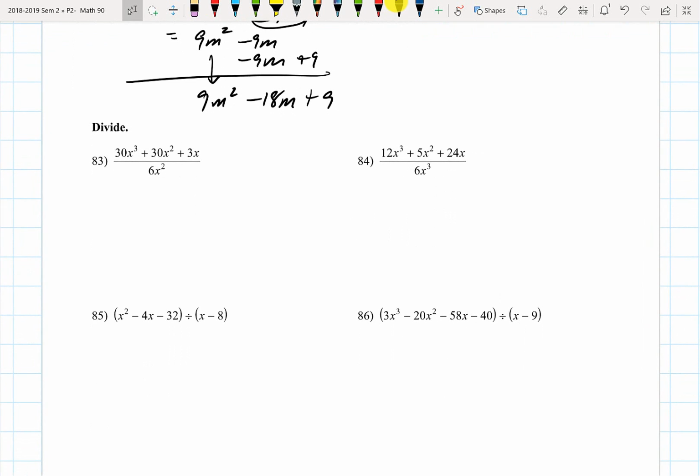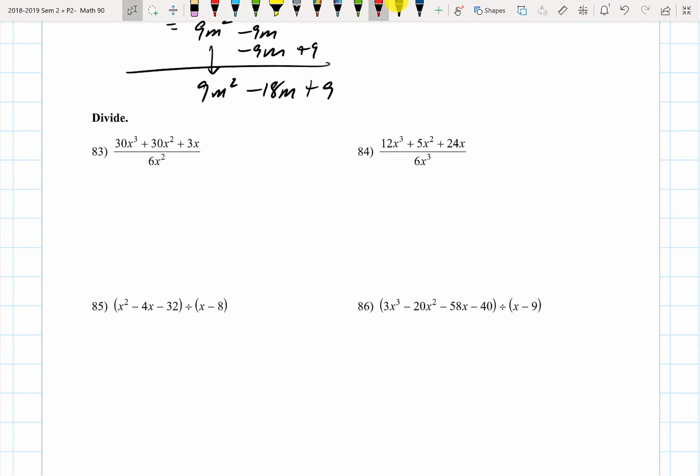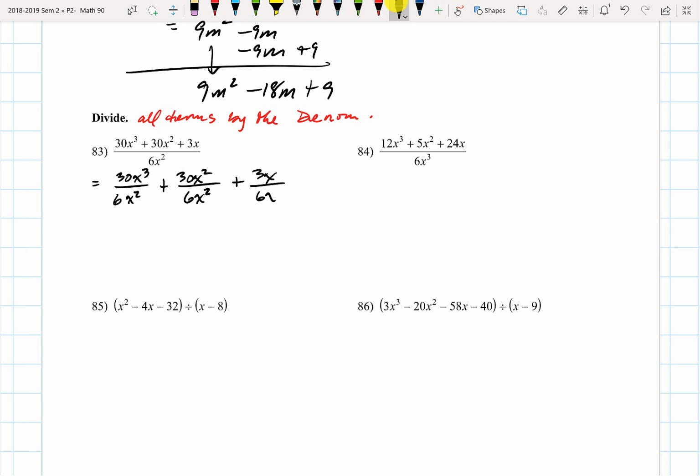Okay, and the last portion here, division problems. You want to divide all terms by the denominator. Okay, so here we go. This is equal to 30x cubed divided by 6x squared plus 30x squared divided by 6x squared plus 3x divided by 6x squared. Now you simplify. 30 divided by 6 is 5, x cubed divided by x squared is x.